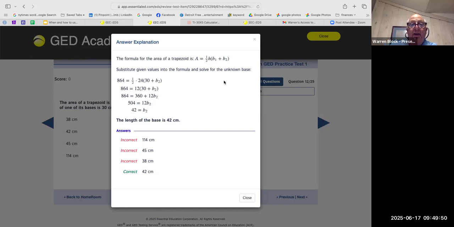So I would do half of 24 in my head, and I'd divide by 12 instead of multiplying that out in the parentheses, as an algebra teacher. And then subtract 360 from 864. But since I divided by 12, anyway, I'd get 42. Did you get 42?